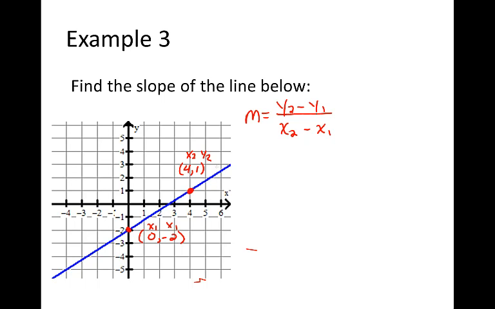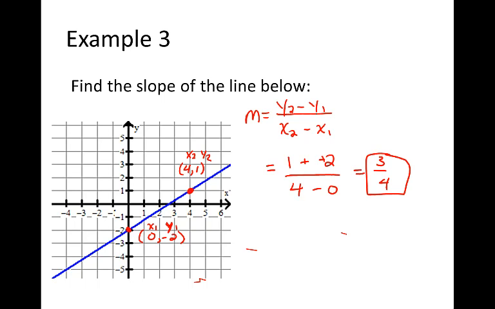So now let's plug it in. And again, this is a y here. Doesn't look like x1, y1. So y2 minus y1. So 1 minus negative 2 over x2 minus x1, 4 minus 0. Plus a positive, we're going to get 1 plus 2 is 3 over 4. Now notice this slope is positive.